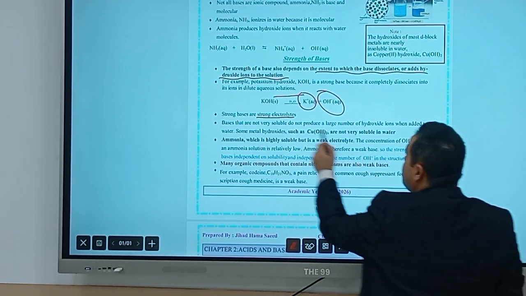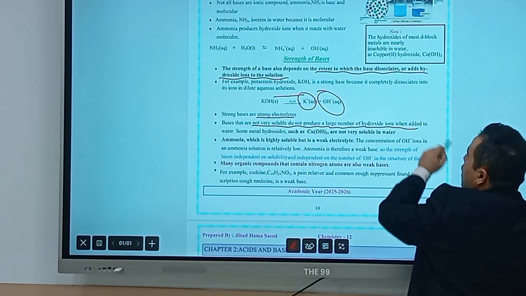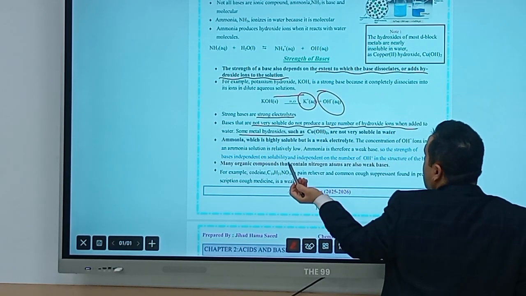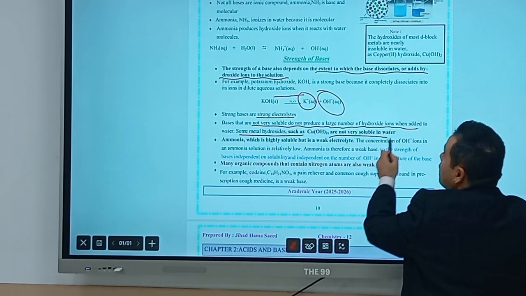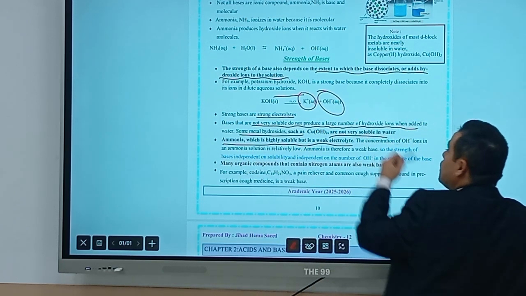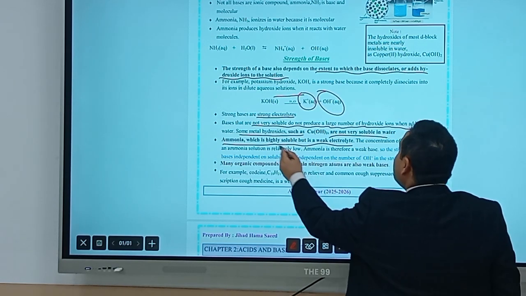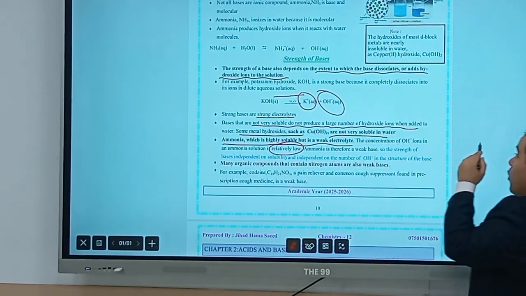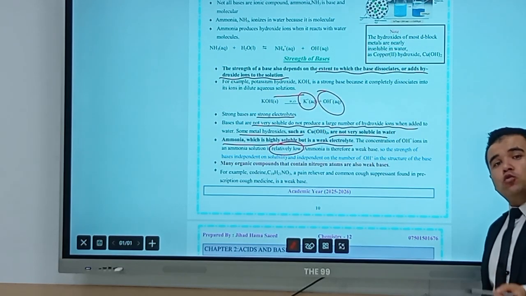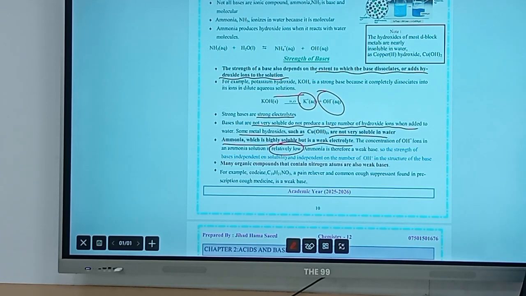Bases that are not very soluble do not produce a large number of hydroxide ions when added to water. Some metal hydroxides, as we discussed, like copper hydroxide, are not very soluble in water. Ammonia is highly soluble but is a weak electrolyte; the concentration of hydroxide in the ammonia solution is relatively low. So ammonia, despite being highly soluble, produces a low amount of hydroxide, so it is classified as a weak base.